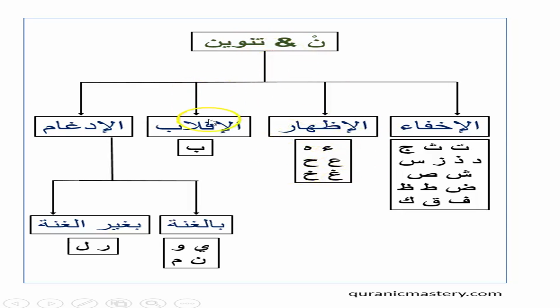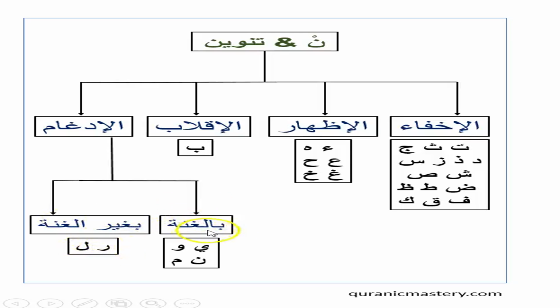The third possibility is Al-Iqlab, the changing. This is when Noon Saakin and Tanween is changed into a Meem, because a ba occurs after the Noon Saakin or Tanween. The last classification is Al-Idgham, and Al-Idgham is further divided into those bil-ghunna and bi-ghayr al-ghunna. The ghunna ones are ya, waw, meem and noon, and the ones without ghunna are ra and lam.